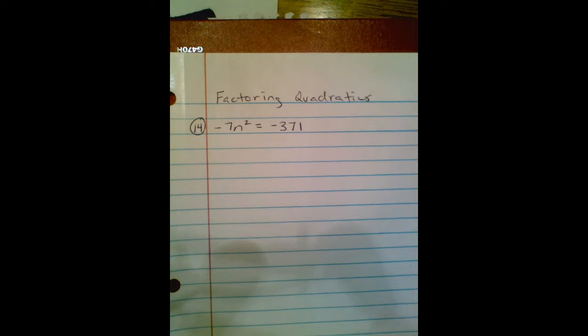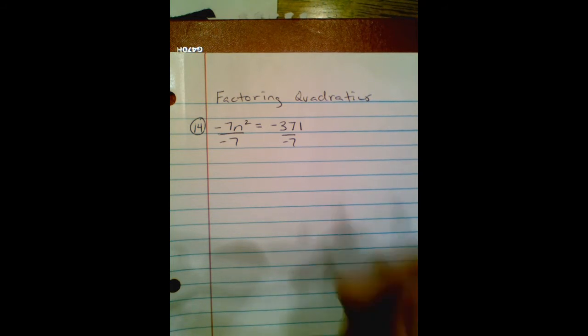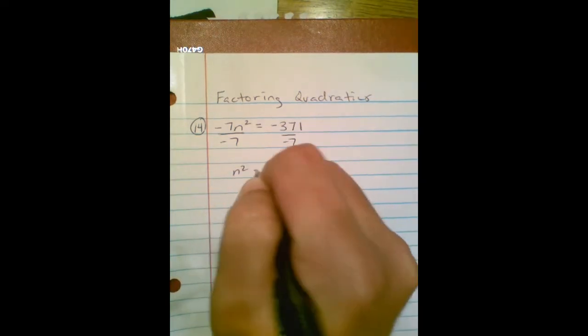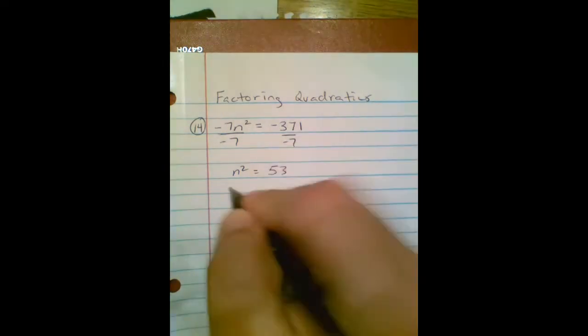Again, on these, n squared is already by itself. Since n squared is already by itself, we don't have to go through factoring or quadratic formula. You guys do quadratic formula later on this week. So we'll jump right in, solve for the variable, divide by negative 7 on both sides. And pull my calculator up. And I get 53, so I get n squared equals 53. Negative divided by negative is a positive. I'll square root both sides.